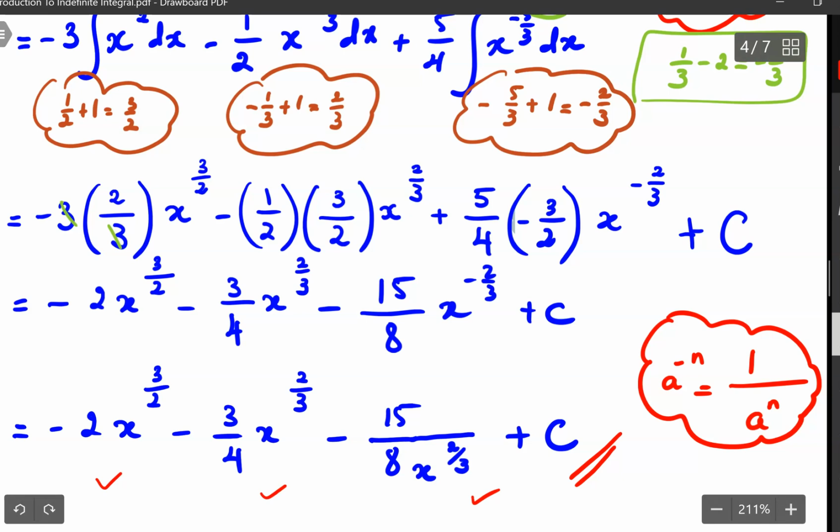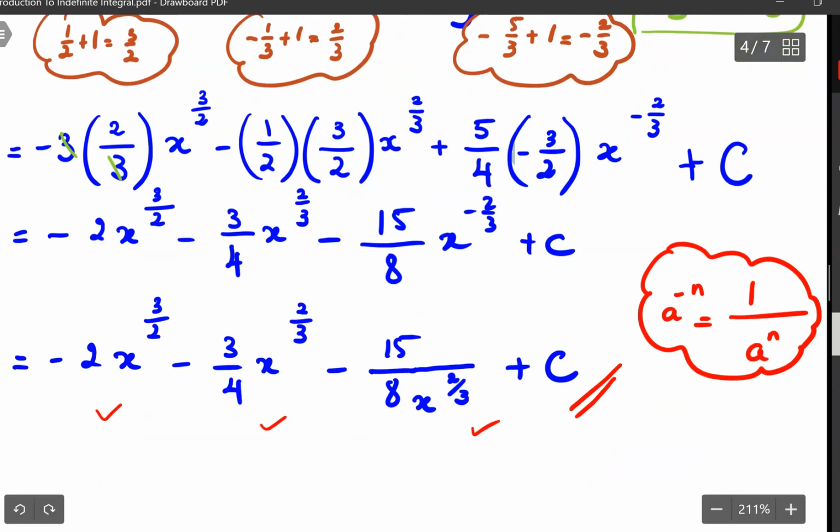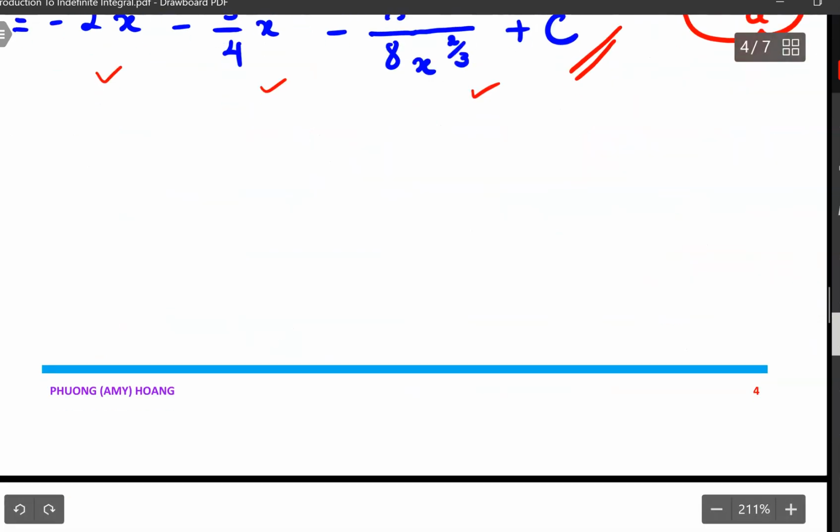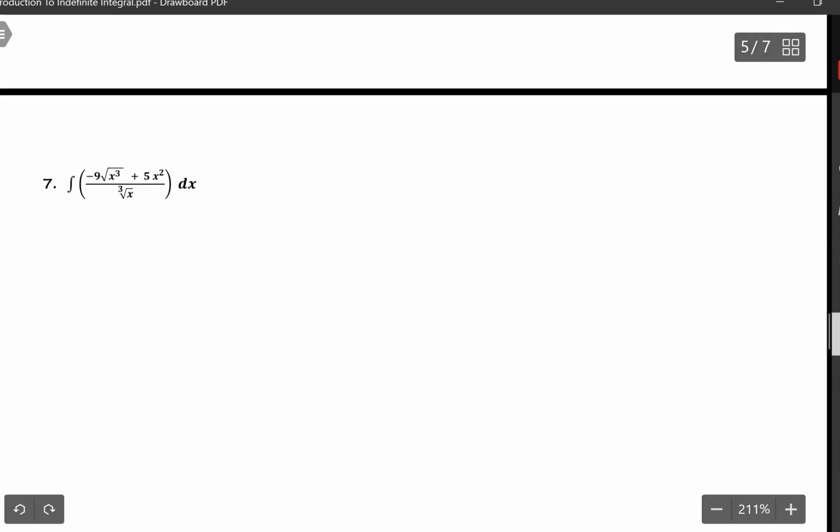Very good. Let's move on to the next question, question number 7. Again, it involves some algebra with radicals, and we have to convert and then subtract the exponents. So what I'm going to do is break this into individual integrals first. Negative 9 x to the exponent 3. I'm going to do this step by step for everyone.